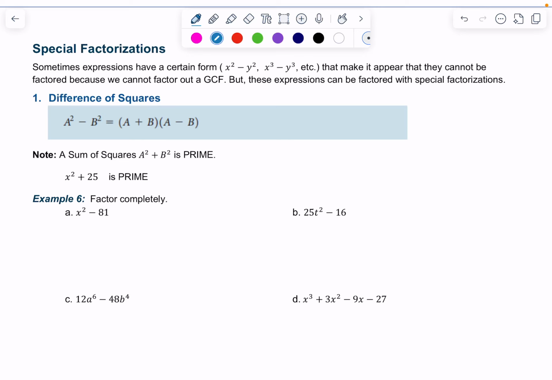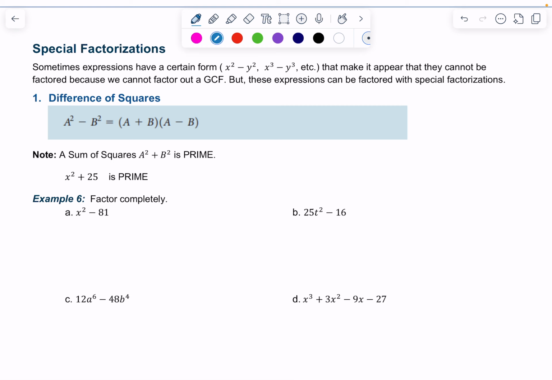Hello there. I wanted to talk a little bit about special factorizations. Sometimes we have certain forms in our expressions where we have x squared minus y squared or x squared minus x cubed, and it looks like we can't factor anything out because we don't have common factors, so we don't have a greatest common factor, and we can't group.